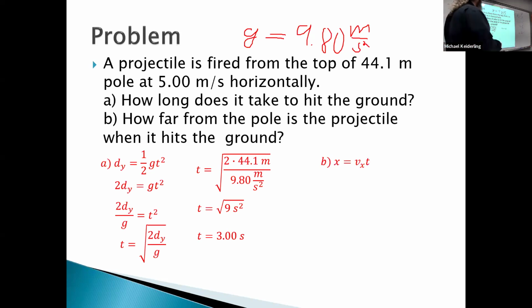So the horizontal distance traveled is going to be the horizontal velocity, 5 meters per second, times the time. So 5 meters per second times 3 seconds, 15 meters.